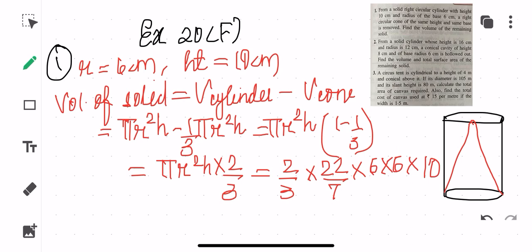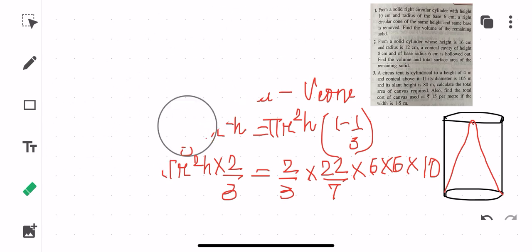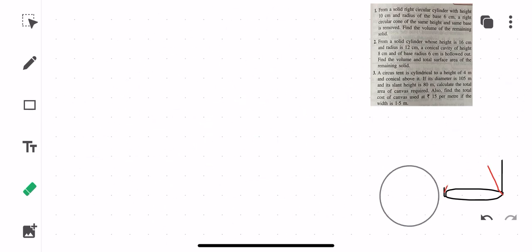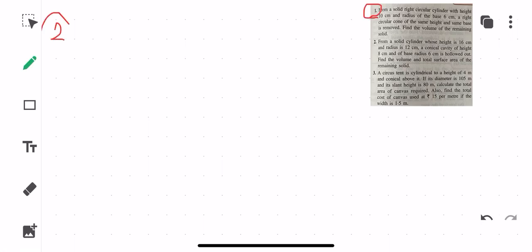Or else if you want to do it in another way, children, you can find out the volume of this entire cylinder, and from that you can subtract the volume of this particular triangle, sorry, the cone. Separately you can find out the volume of cylinder, and then separately the volume of cone, and then subtract to get the answer. Either way is right, so you can proceed accordingly. We'll now move to question number 2. I'll be marking question number 1 as homework.